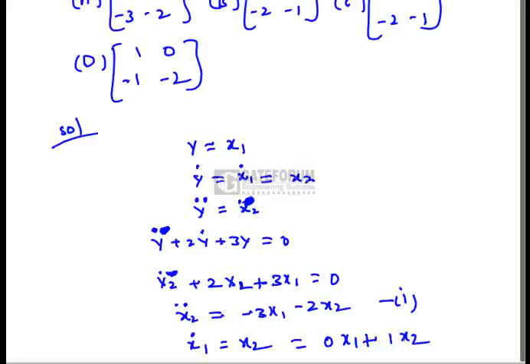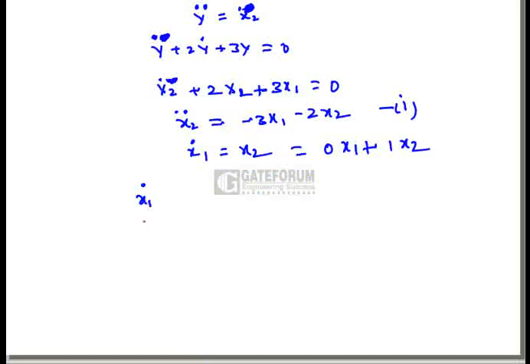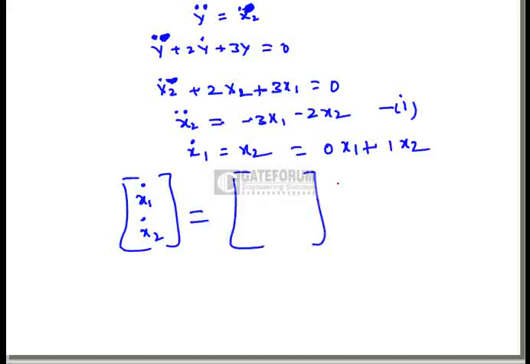So from this you can write the state equation: x1 dot and x2 dot equal to some matrix multiplied by x1 x2. This is our state equation. So x1 dot equals what? 0x1 plus 1x2.